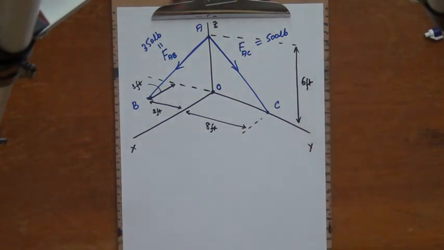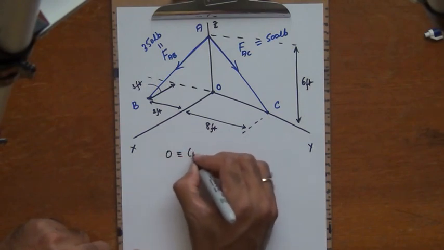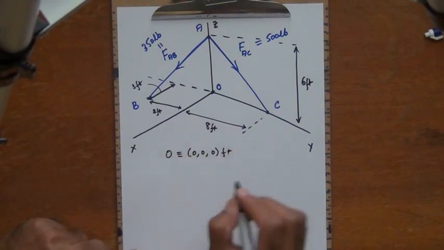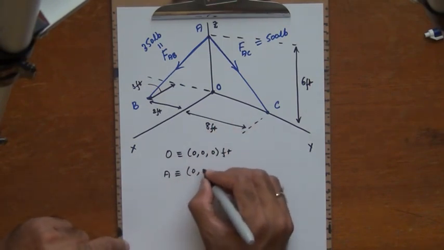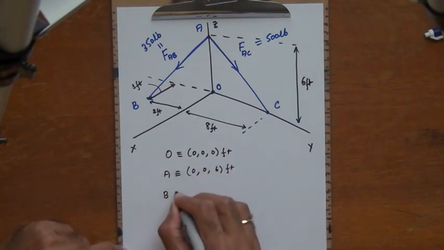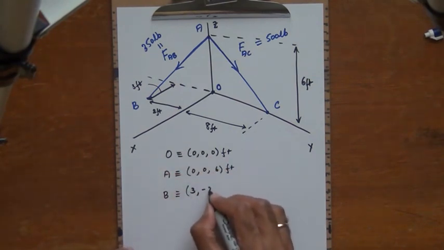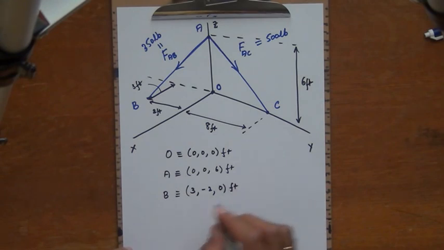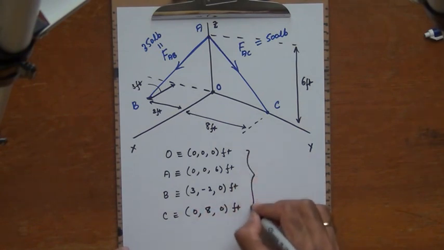So the first thing I typically do in Cartesian 3D problems is I write the location of these points, right? So point O is the origin. This is going to be 0, 0, 0 feet. Then point A is a fairly easy one. There is only a z distance, so 0, 0 and 6 feet. Then I have point B. This is at a distance of 3 feet along the positive x, 2 feet along negative y, and 0 along the z. And then point C is a point on the y-axis, so this is going to be 0, plus 8, and 0, so many feet.